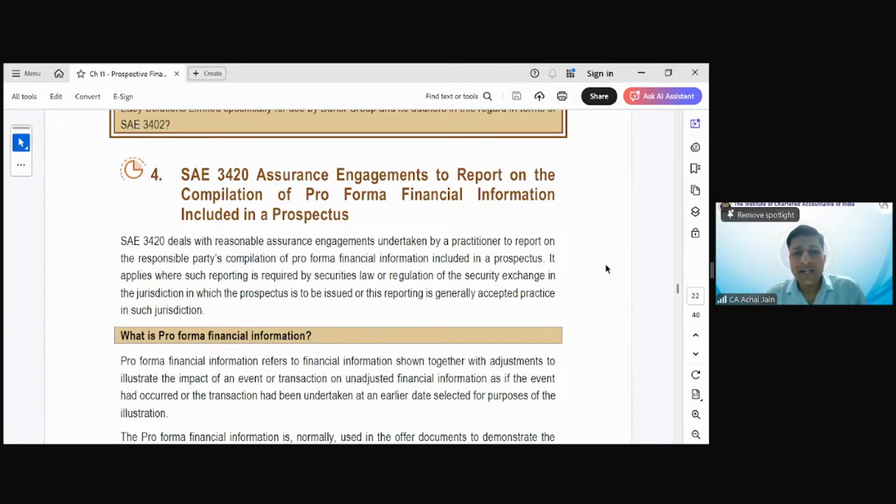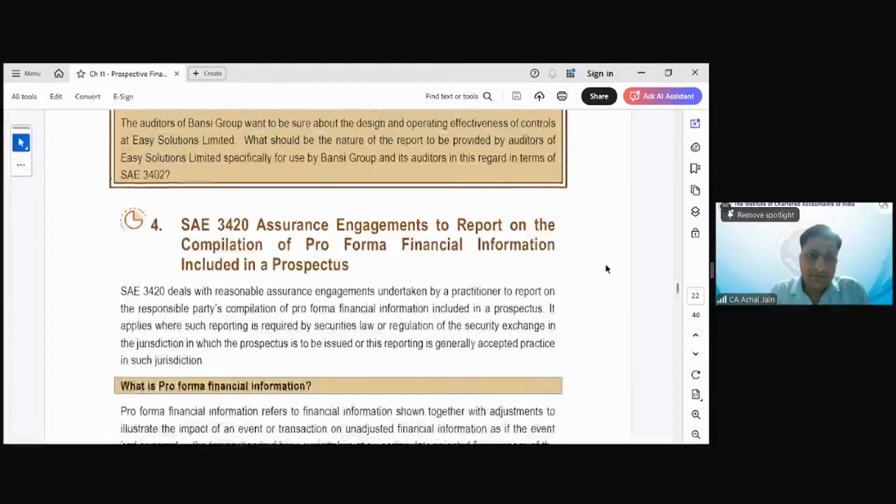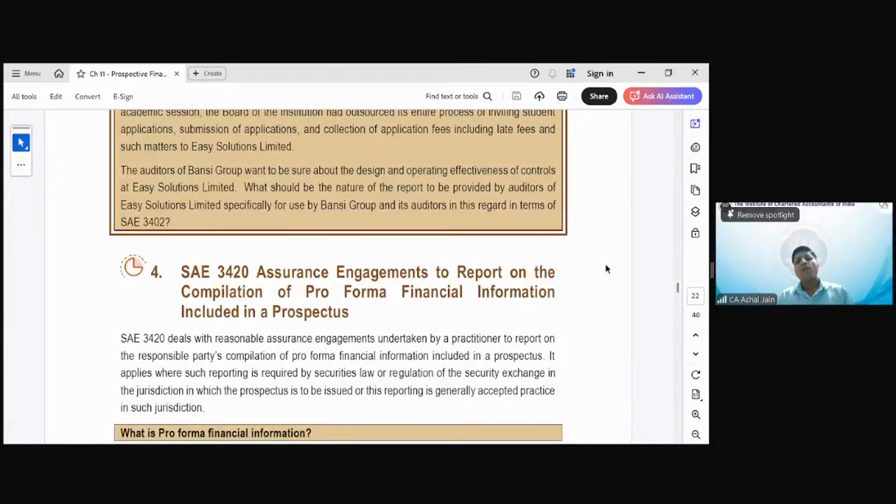Okay, so now let's move on to this third part, which is about pro forma financial information. So can you please explain what is pro forma financial information? Over to you.